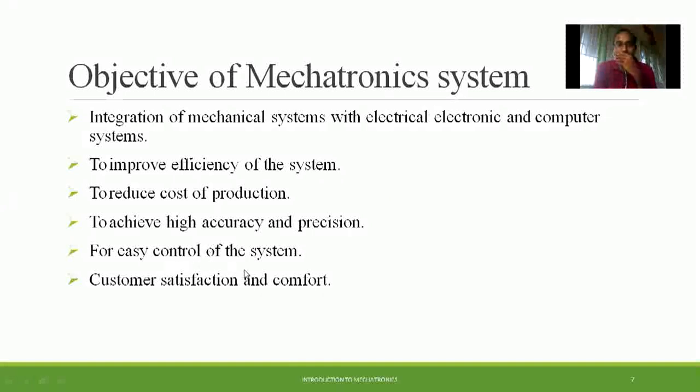And it is very flexible and easy to control the system. Customer satisfaction also will be very high in comfort. Having to travel to three different workshops, he or she will get bored. Instead, all three different tasks will be carried out at a single place, which leads to a high strategy of working. That is the basic objective of this mechatronic system.